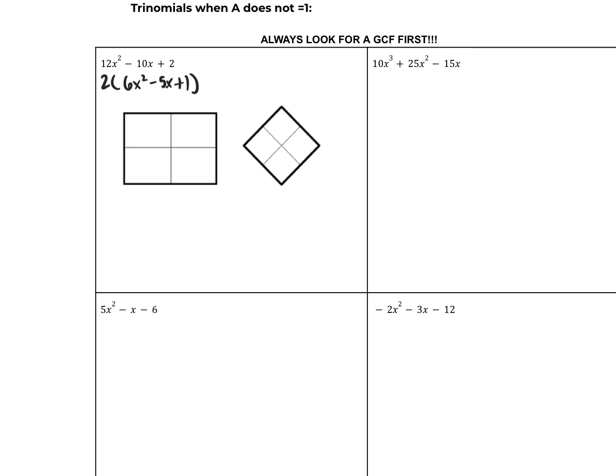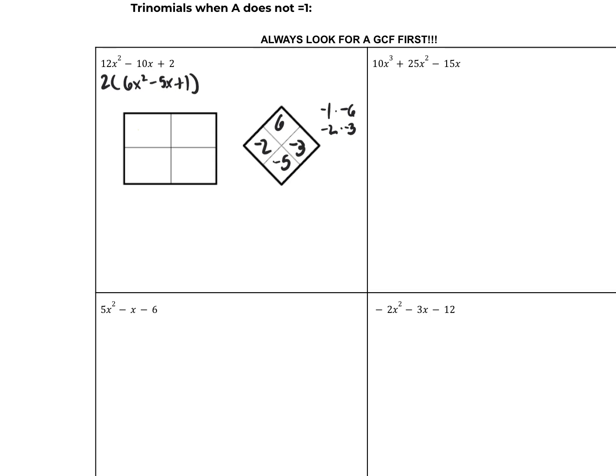I'm going to do my a times my c. 6 times 1 is 6. The bottom number still goes here, -5. I'm still going to list the factors of 6 that add to equal -5. Well, if they're going to add to equal negative, and it's a positive number on top, that means they both have to be negative. So I got -1 and -6, -2 and -3. So the one that adds to equal -5, of course, is -2 and -3.